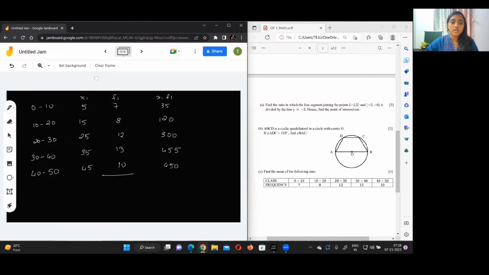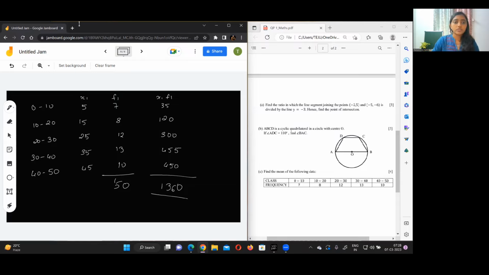Let's add up all this. 7 plus 8 is 15. 15 plus 12 is 27. 27 plus 13 is 40. 40 plus 10 is 50. So you have 50. And these values will come up to 450 plus 5, 10, 1 in the mind. 3 plus 2 is 5. 5 plus 5, 10. 10 plus 5, 15. 15 plus 1 is 16. 1 in the mind. And 8, 19, 11, 12. And your total is 1360, right?